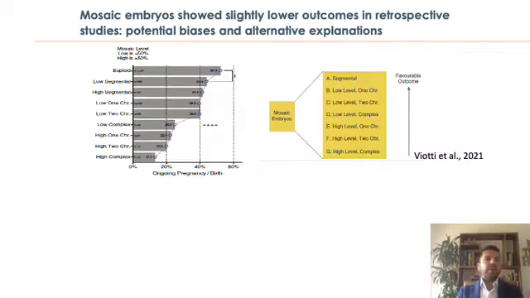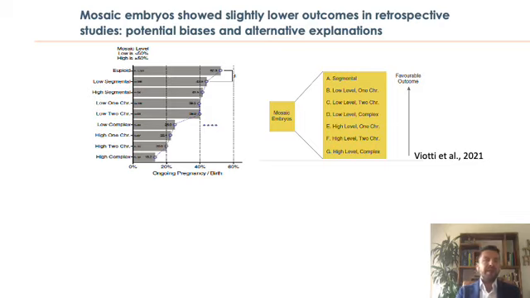So is this practice based on evidence and on clinical utility? Well, so far we only have very few studies that have assessed the reproductive performance of putative mosaic embryos in the context of a retrospective analysis, showing a slightly lower implantation and live birth rate with the use of these embryos as compared to euploid ones.